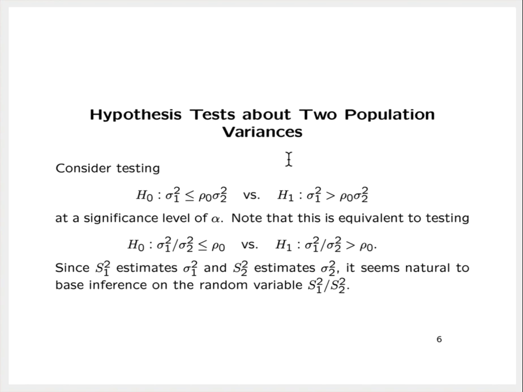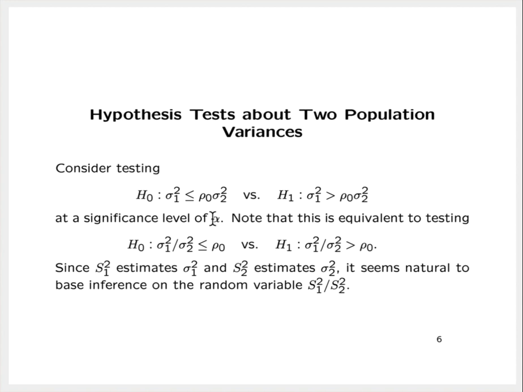And so let's first consider the following set of hypotheses. The null hypothesis is that the variance of population 1, sigma 1 squared, is less than or equal to rho 0 times sigma 2 squared, the variance of population 2 times this quantity rho sub 0, versus the alternative, which would be the opposite of that statement: sigma 1 squared is greater than rho sub 0 times sigma 2 squared. And we're going to perform this test at a significance level of alpha.